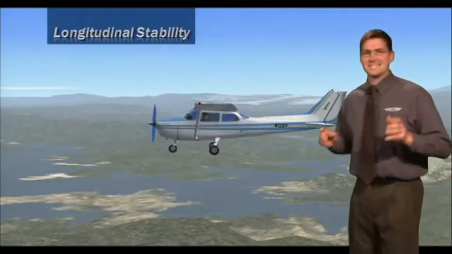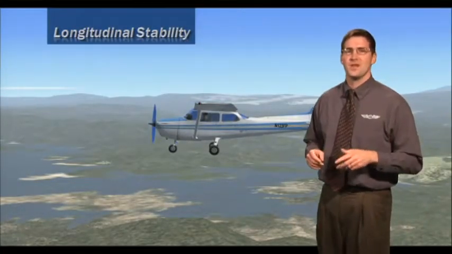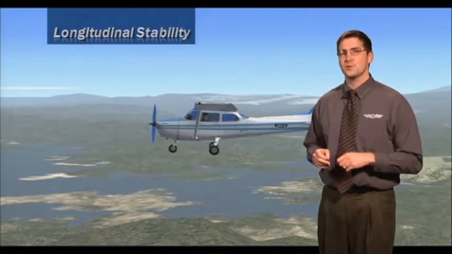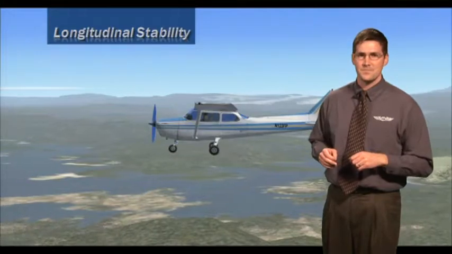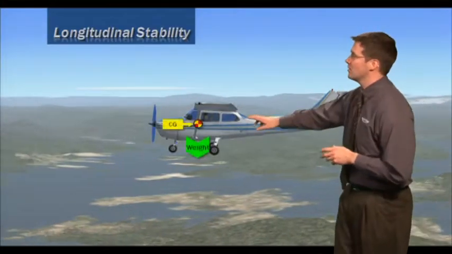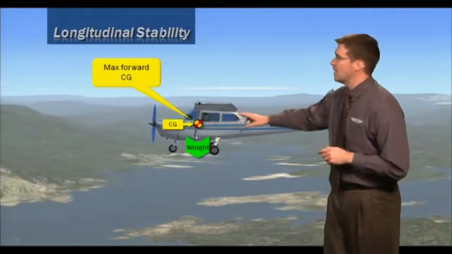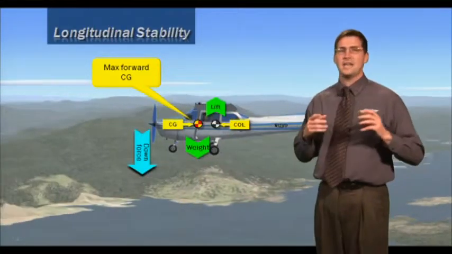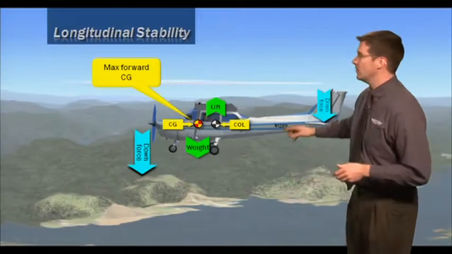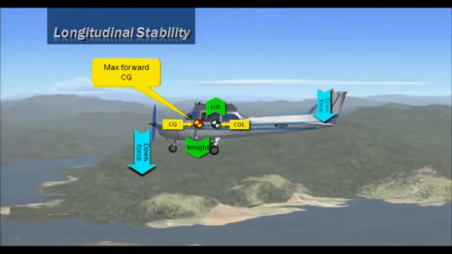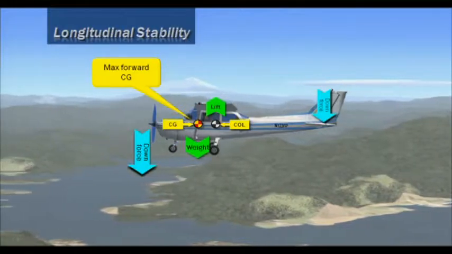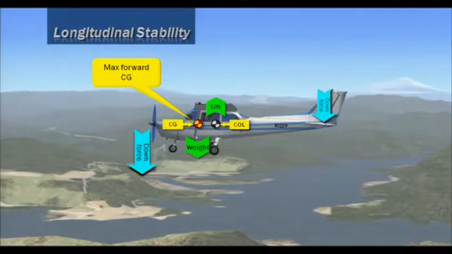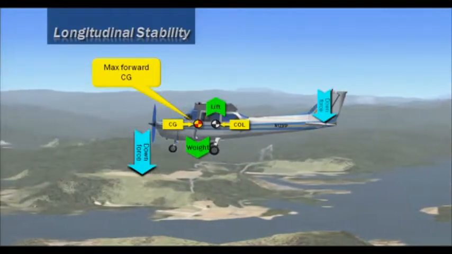Let's take a look at an example of how all this works. Here are 3 examples of longitudinal stability and how an airplane stays within its center of gravity envelope. Here is the center of gravity shown right here. Here is the center of lift, and notice how the center of lift is located behind the center of gravity. Now notice how much tail down force we have. Also note how effective the elevators are. This airplane is properly loaded with fuel, passengers, and baggage.